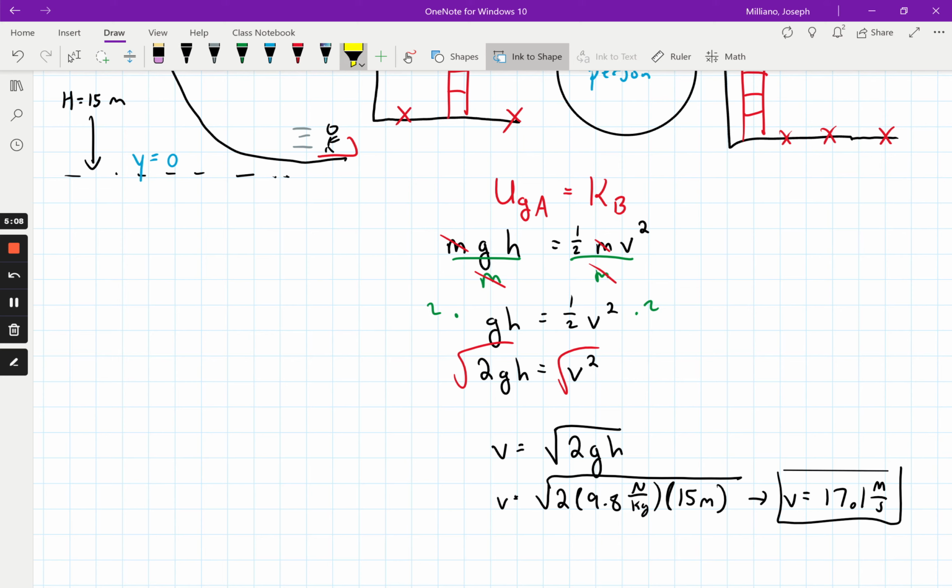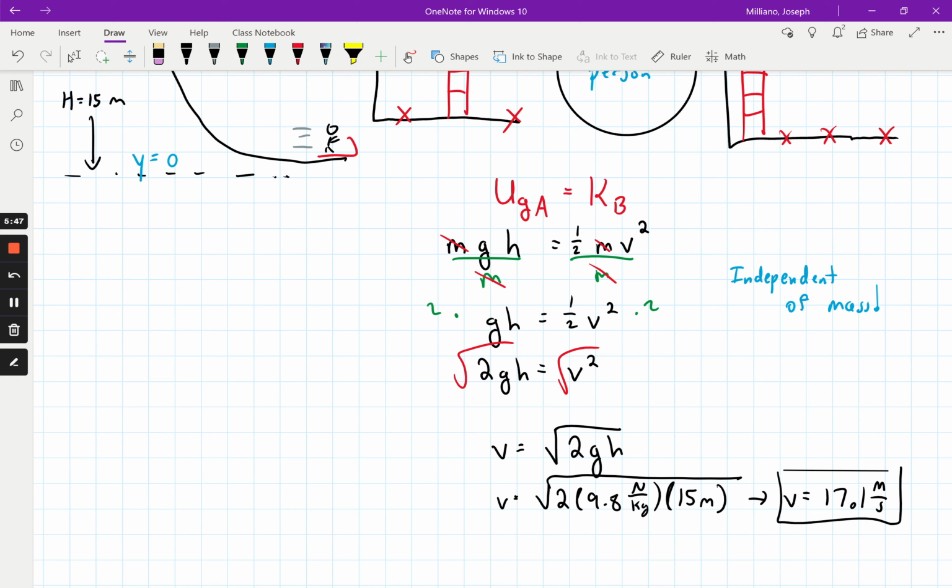I want to highlight a few things. One, at this step here, mass divided out. So the speed is independent of mass. Which is amazing. That says that on a frictionless hill, a baby going down that hill and a fully grown human adult going down that hill would have the same speed at the bottom, which is incredible. It doesn't matter how much mass there is. No matter who the person on the sled is, their speed at the bottom is 17.1 meters per second.